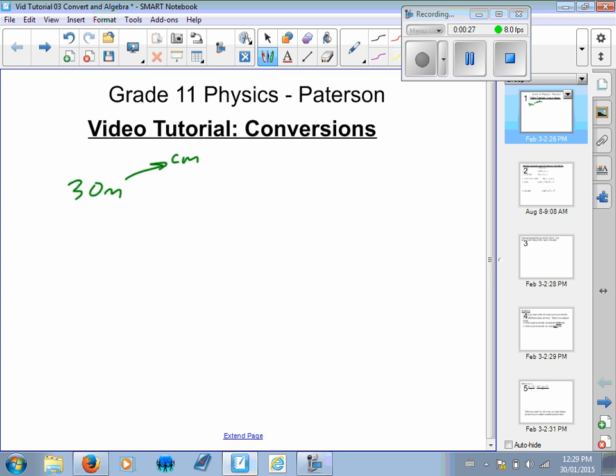What I'm going to do is multiply this by 1. Anytime you multiply something by 1, it doesn't actually change its value. However, it can change its representation. Here's the conversion I'm going to use. We know that 1 meter is equal to 100 centimeters.